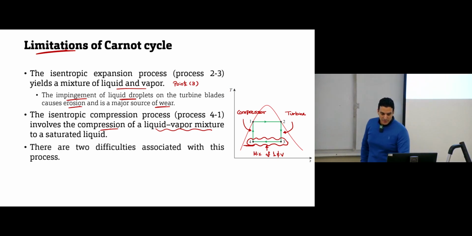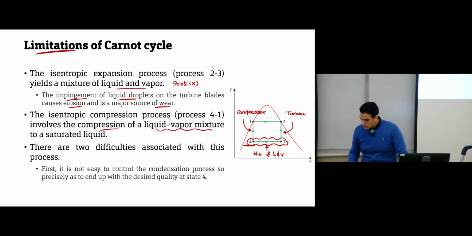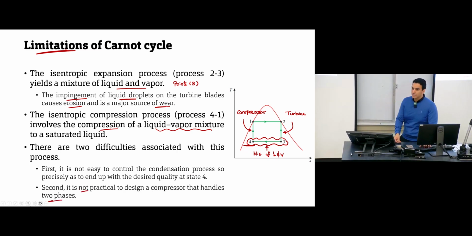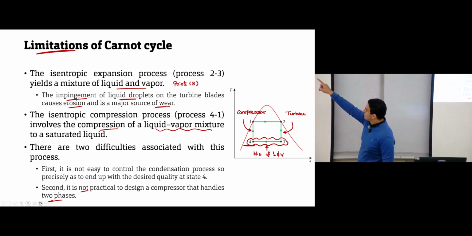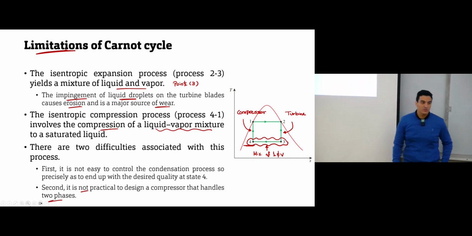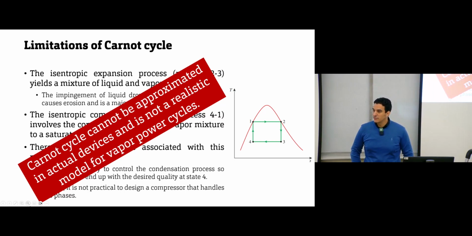Okay. So in summary, we have two difficulties associated with the saturation process. As we said, it's not easy to control the condensation, and it's not practical to design a compressor that handles two phases. So all the problems we have with the mixture of liquid and vapor occur at point number 3, the outlet of the turbine, and point number 4, the inlet to the compressor. These things make the Carnot cycle very hard to obtain in real life. We are just using it for analysis. It's an ideal process that will give you the maximum efficiency, so we have it to calculate the maximum efficiency of our process. But we can't have a real Carnot cycle in real life because of these limitations.